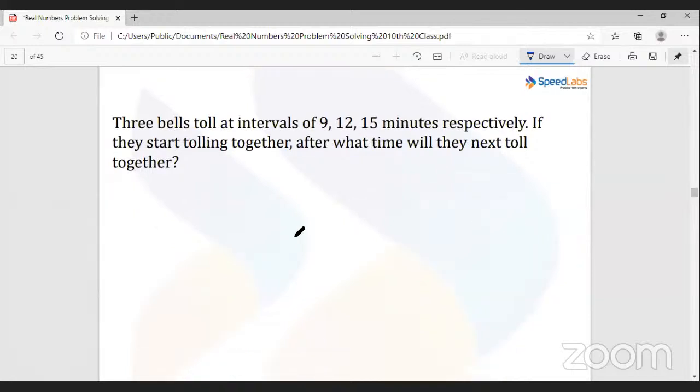3 bells toll at intervals of 9, 12, 15 minutes respectively. If they start tolling together, after what time will they next toll together? You have 2 minutes to solve this question.